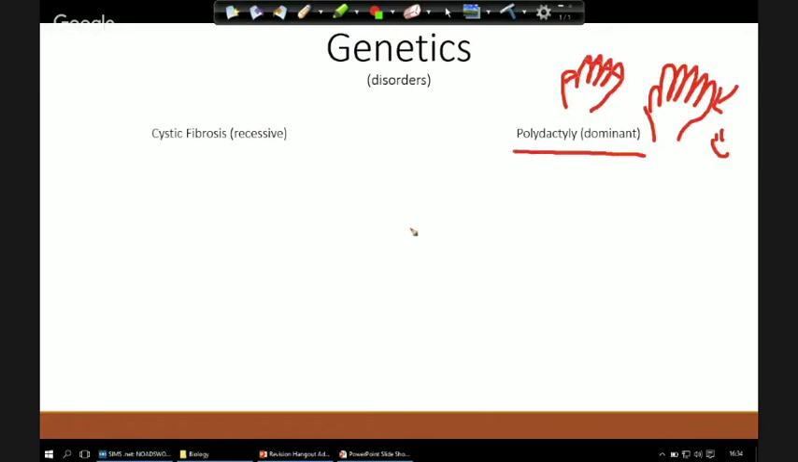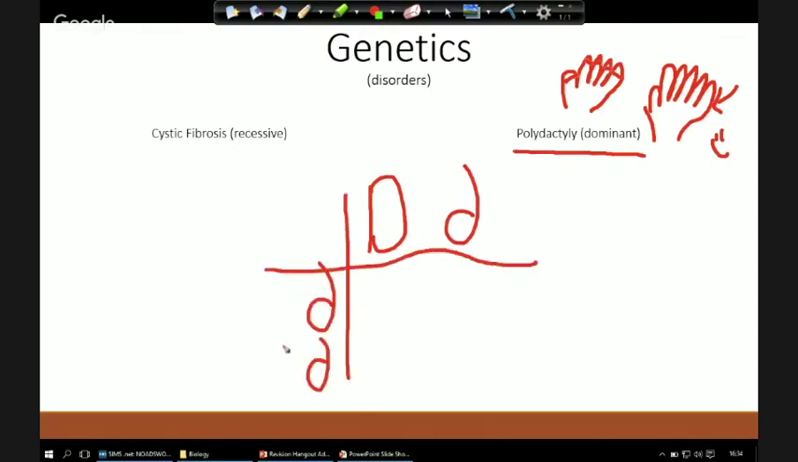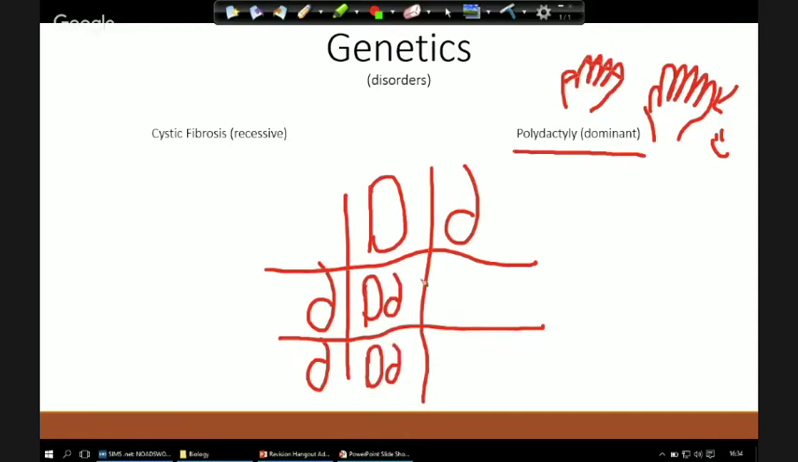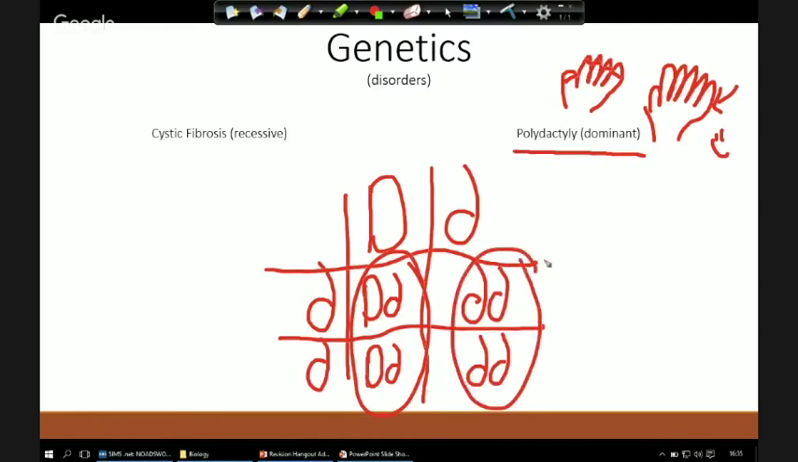So let's look at this. Here is a particular individual with polydactyly, and they marry someone and have some babies with someone who does not have it at all. What do we find? Well, big D, little d, big D, little d. These two will have it. Little d, little d, little d, little d. These two won't. We're at a 50-50.